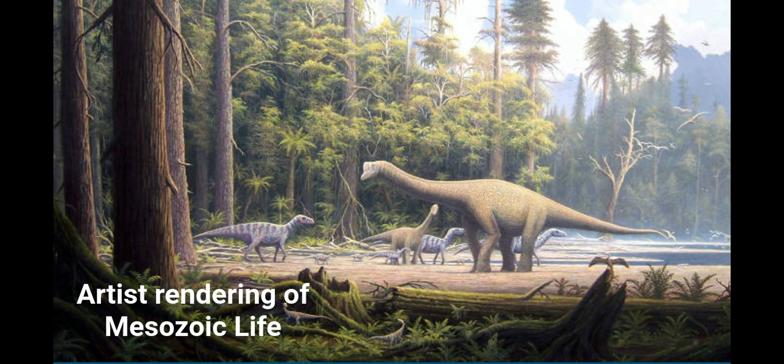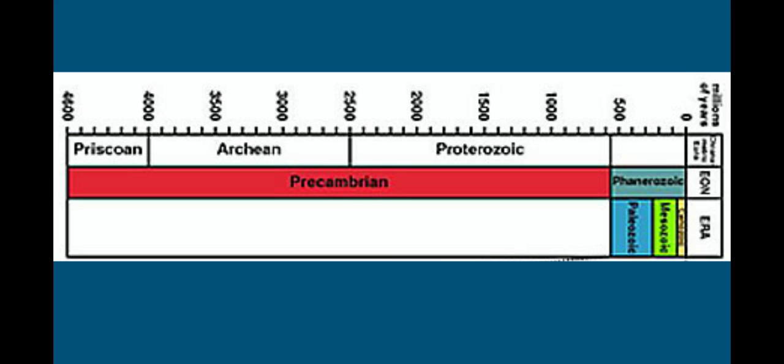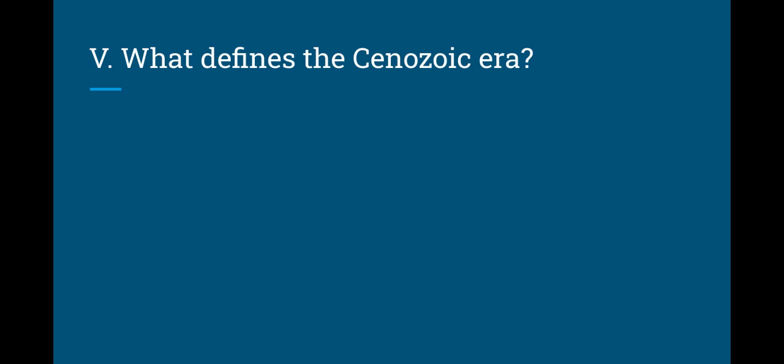That was huge. This is just an artist rendering of what Mesozoic life might have looked like. You see huge thick forests, and a lot of these plants, a lot of these trees look like they could have been conifers, meaning cone-bearing plants. Lots of ferns.